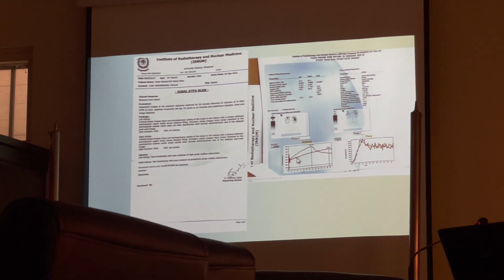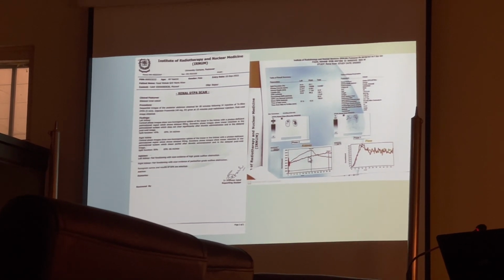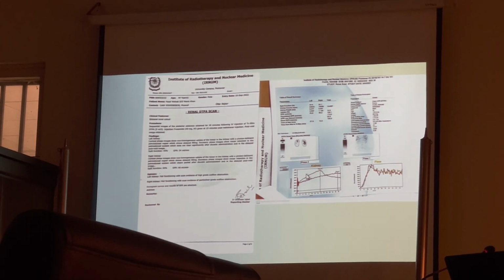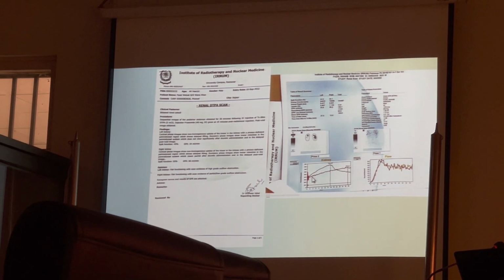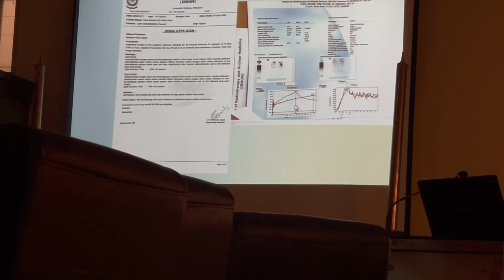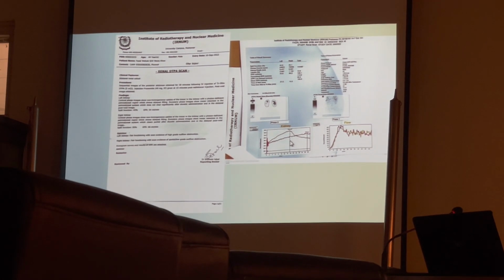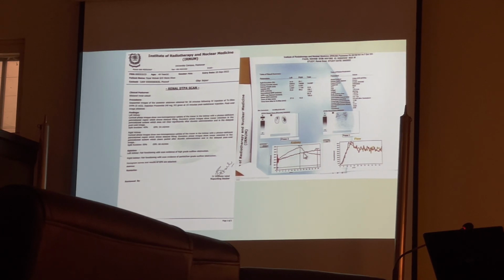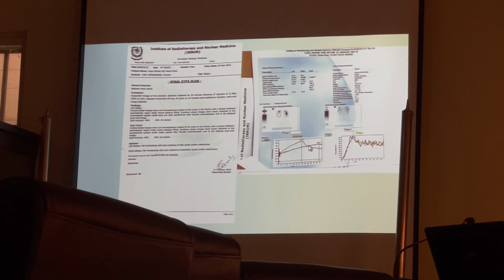This graph is of the left kidney. It should normally come down like this. But as mentioned in the description, the graph is not coming down even after the administration of the diuretic. And so it shows the obstruction of the left kidney.